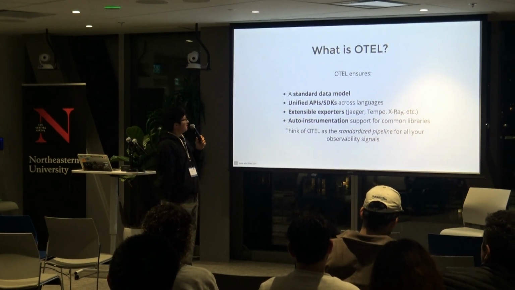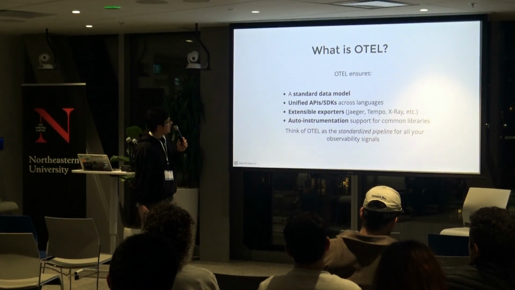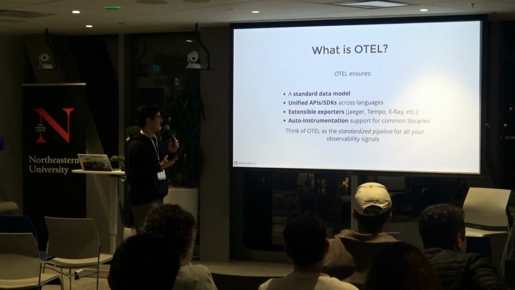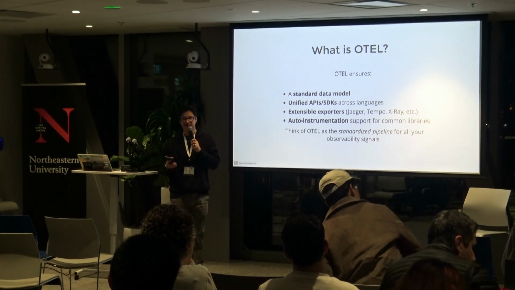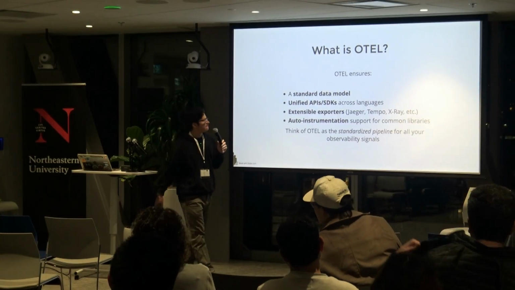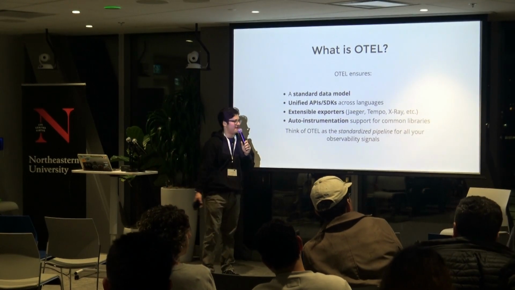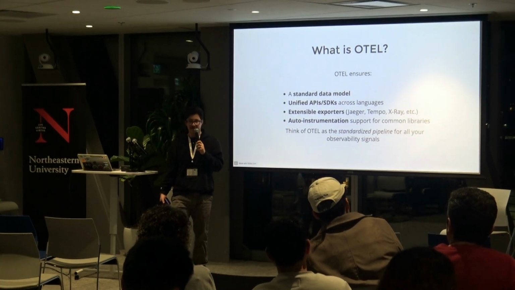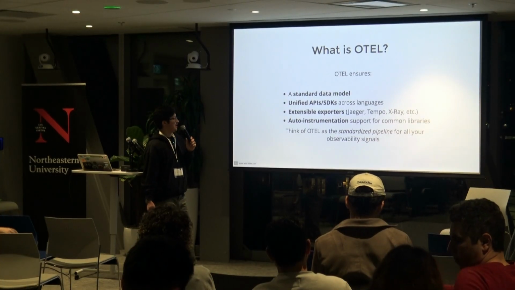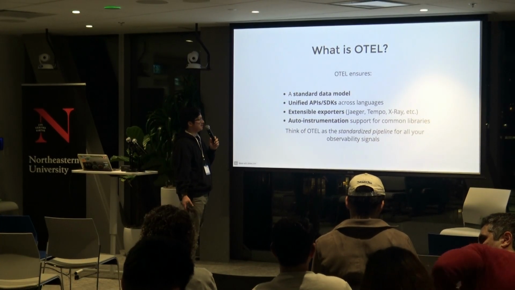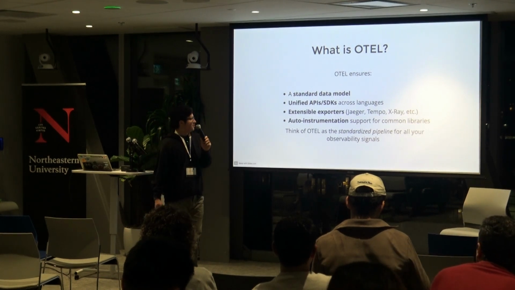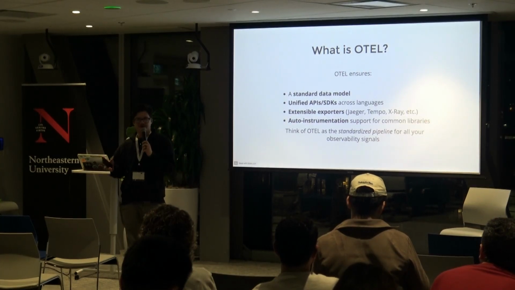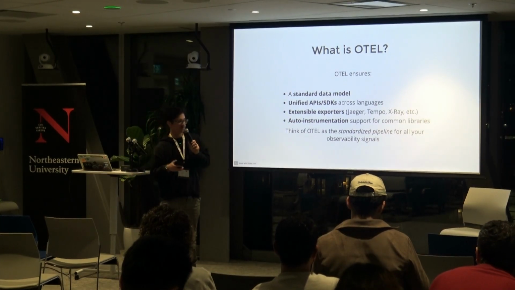So OTEL ensures that there is a standard data model, unified APIs and SDKs across the languages, so you don't have to relearn concepts every time you change language. Extensible exporters, and that was the vendor lock-in that I was talking about. As you can see, there are some exporter examples there, like Jaeger, which we're going to be talking about, also Grafana Tempo, X-Ray. You can essentially use anything, and OpenTelemetry will be able to plug it in pretty nicely. Auto instrumentation. So yeah, it supports common libraries. So essentially, think about it as standardizing your pipeline, but for all your observability signals. So essentially one platform that will rule everything.